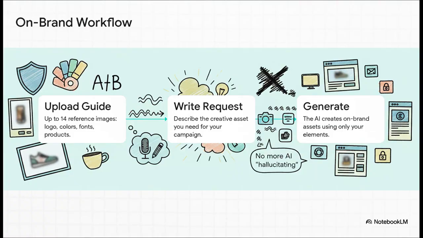And the workflow for this is just incredibly simple. You can upload up to 14 reference images. That's your logo, your specific brand colors, your fonts, even shots of your products. Then, when you write your prompt, the AI is forced to only use those elements. This is huge because it gets rid of those AI hallucinations, where the model just kind of makes up a weird-looking version of your product.